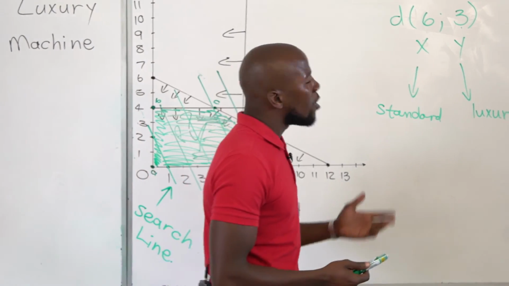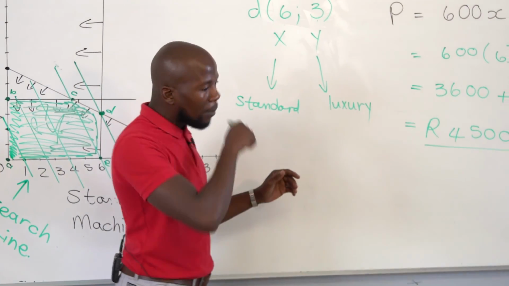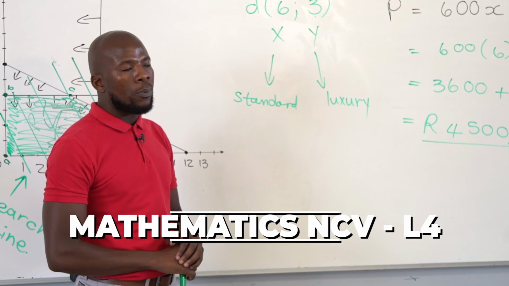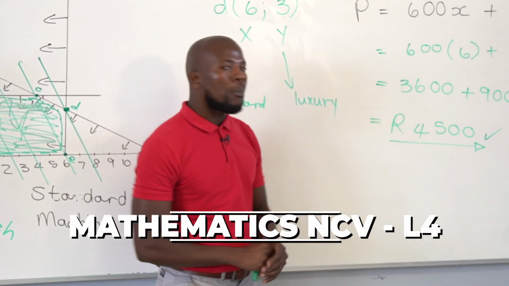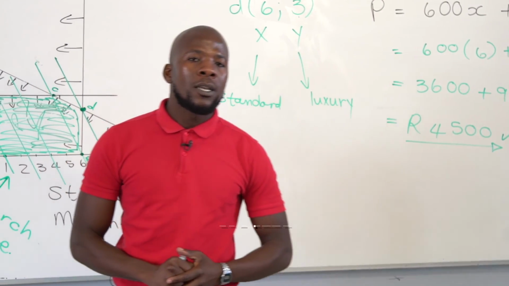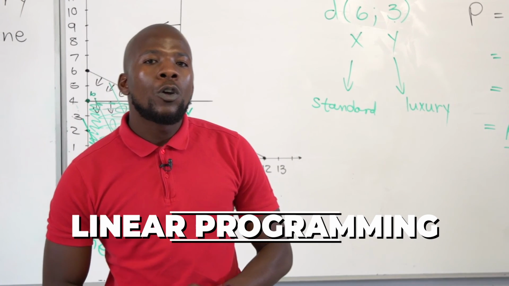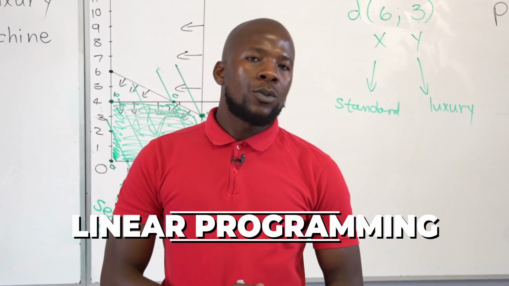Once you've done that, it's easier for you to conclude the problem by identifying how many of each type of washing machine should be produced and what is the maximum profit that we should expect from this entire exercise. And that brings me to the conclusion of our lesson today.